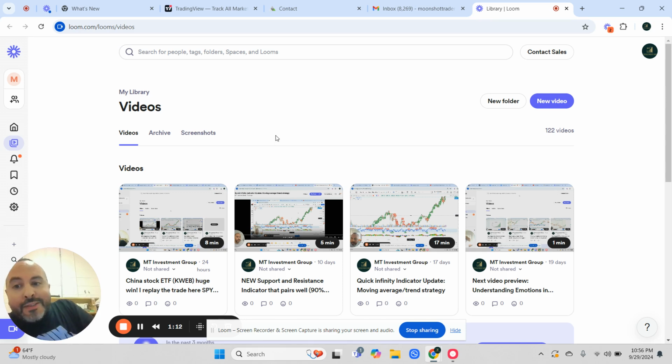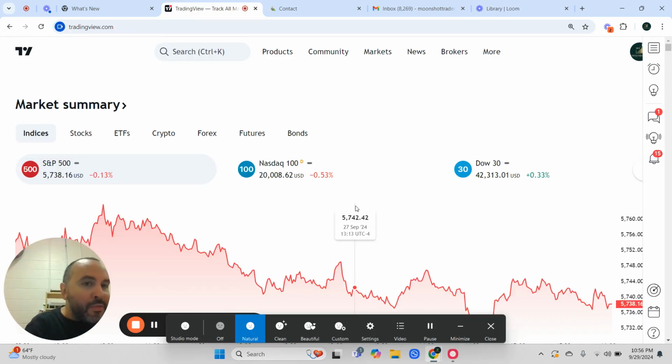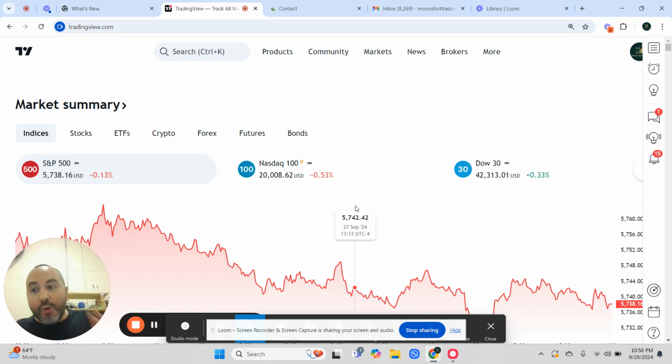So let's get into how to set up the infinity indicator. I'm just going to go right off of scratch. Again, you do not need a premium version of TradingView to take advantage of this. You don't need to pay for TradingView. They're going to push you in that direction.